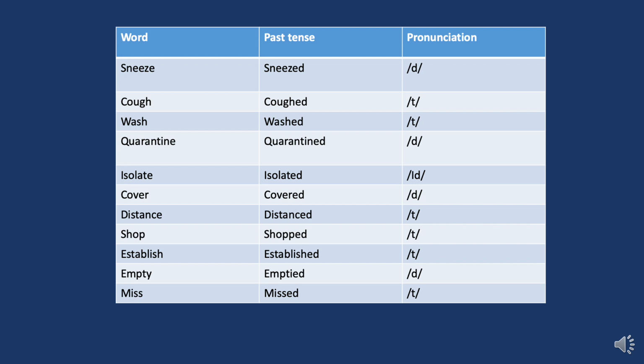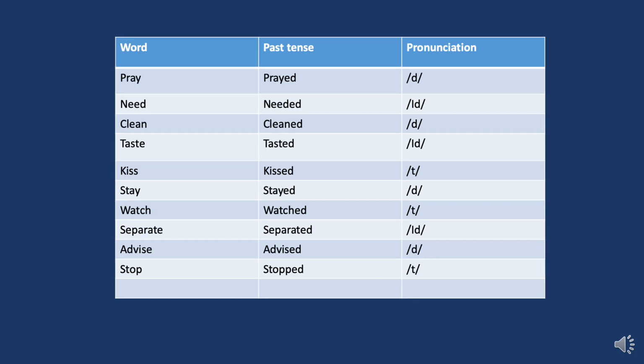The last word on this page is miss. So listen to the past tense. Missed. Since it ends in an s sound, not vibrating, it takes a T sound at the end. Let's take a look at the next few words. The first word on this table is pray. The vowel sound A is at the end. A causes a vibration. So the past tense of that is prayed, leading to the D sound.